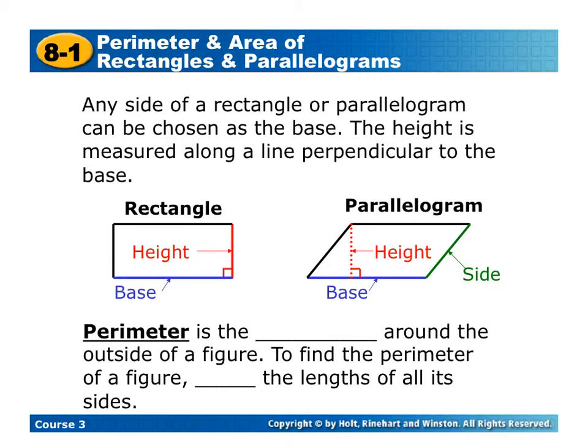Perimeter is the distance around the outside of a figure, and that's true for all figures. And to find the perimeter of a figure, we can add the lengths of all of its sides. Now, a common thing is that people mix up area and perimeter, so I like to think of perimeter as if you are making the pen around the shape, because it starts with P, so for perimeter. So it's kind of the pen, like an animal pen around the shape.